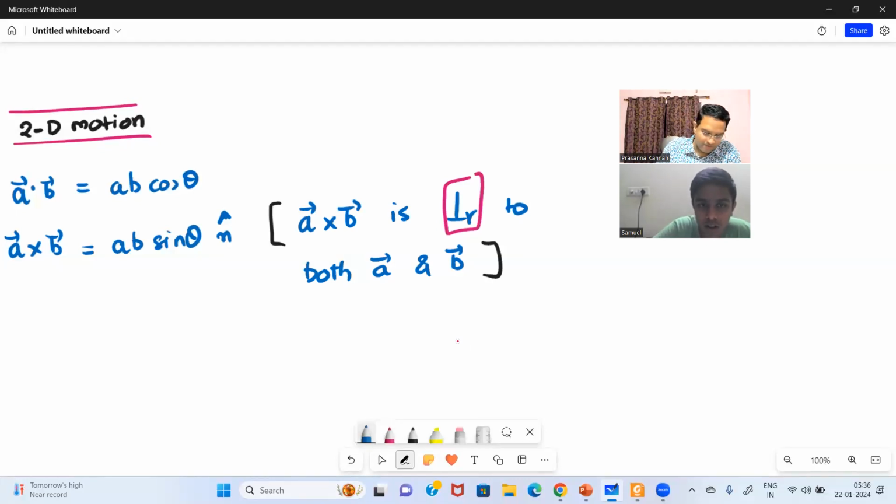Okay. So if I have A vector and B vector, how do I find A vector plus B vector? How is it represented?